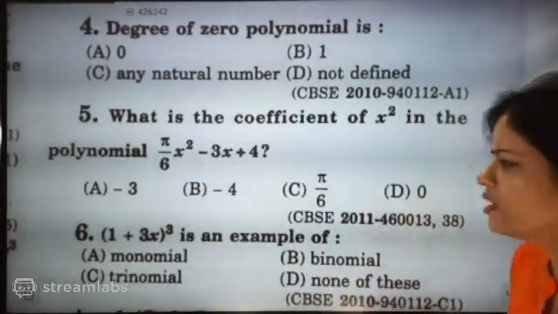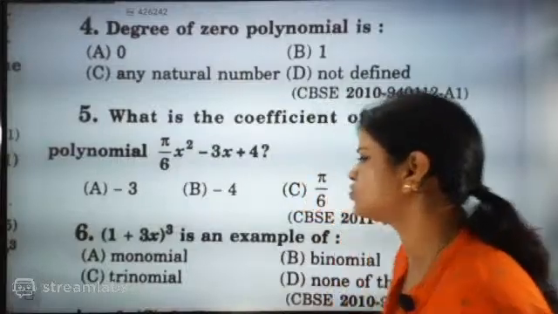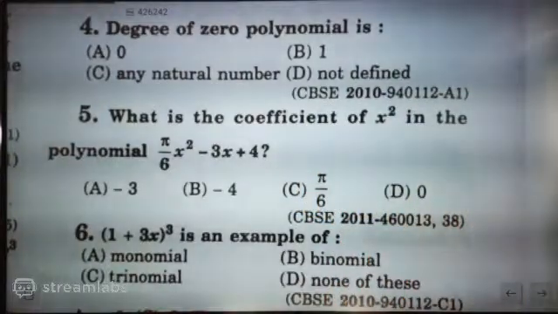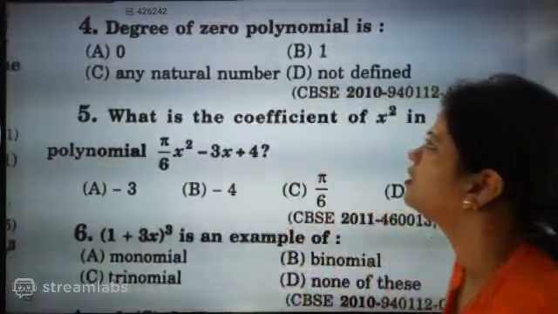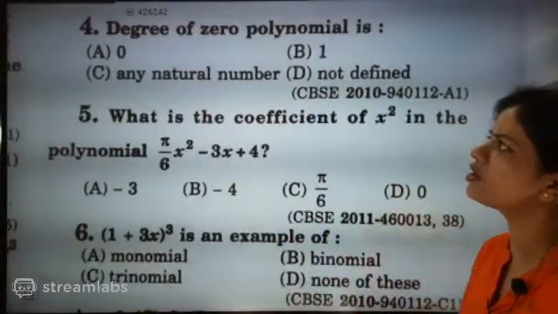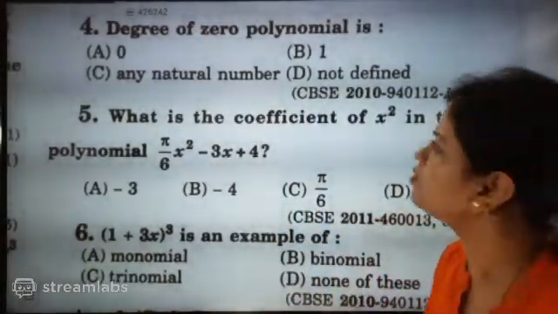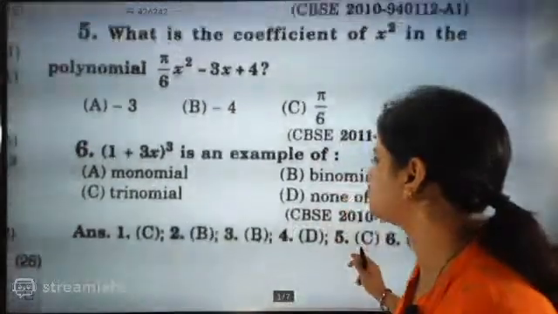Okay, now look here. 1 plus 3x cube is an example of the sixth answer. Everyone give the sixth answer. They are asking the degree of the 0 polynomial. A polynomial which is 0. What is the degree of the 0 polynomial?